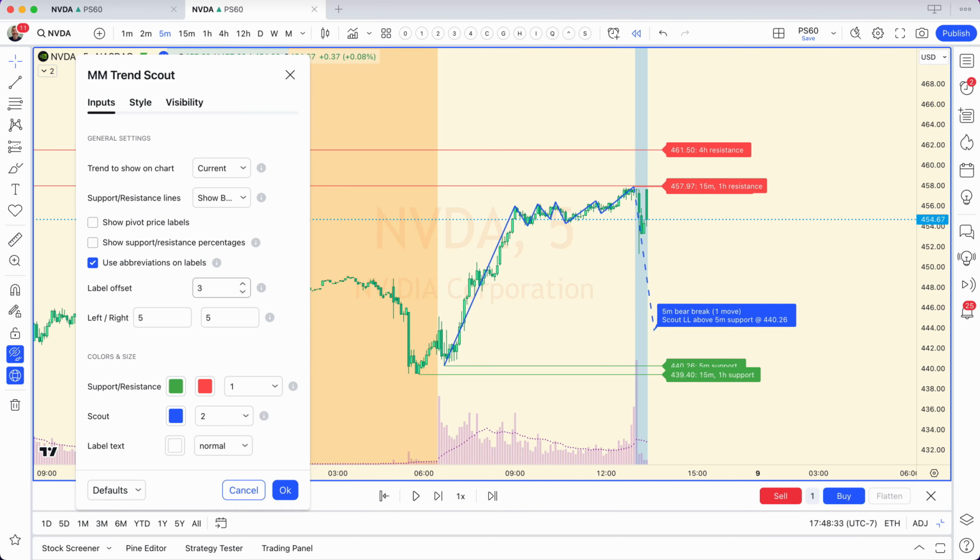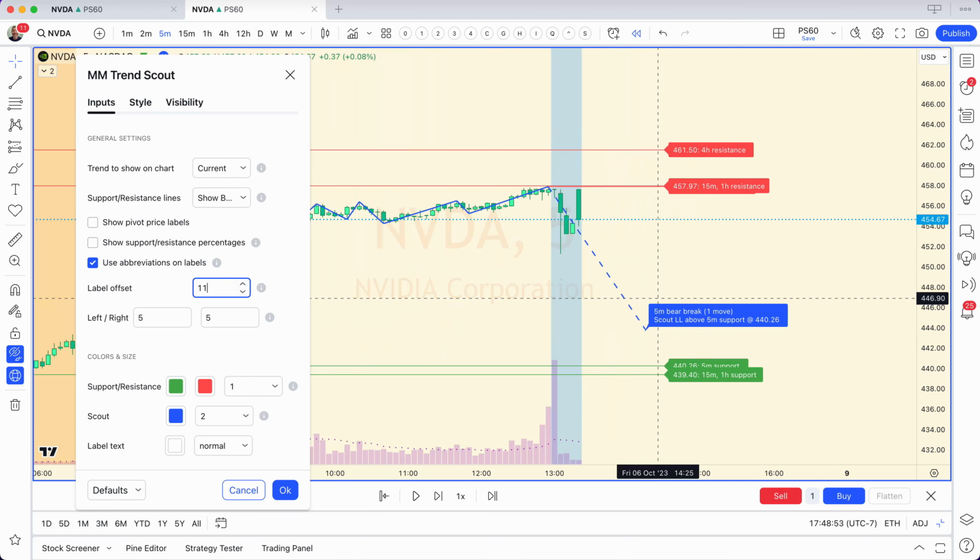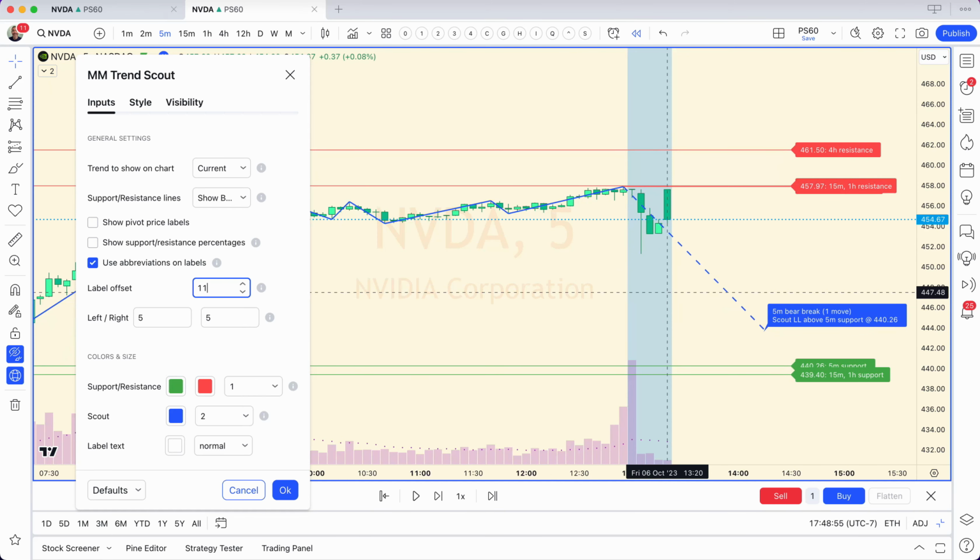Label offset is, again, you can hover over here to see, but this label and these labels here, if you don't want them smushed up against price, you can increase the distance that they get pushed out to the right-hand side. So you just get a little bit of breathing room away from the current price action that you're seeing on the chart.